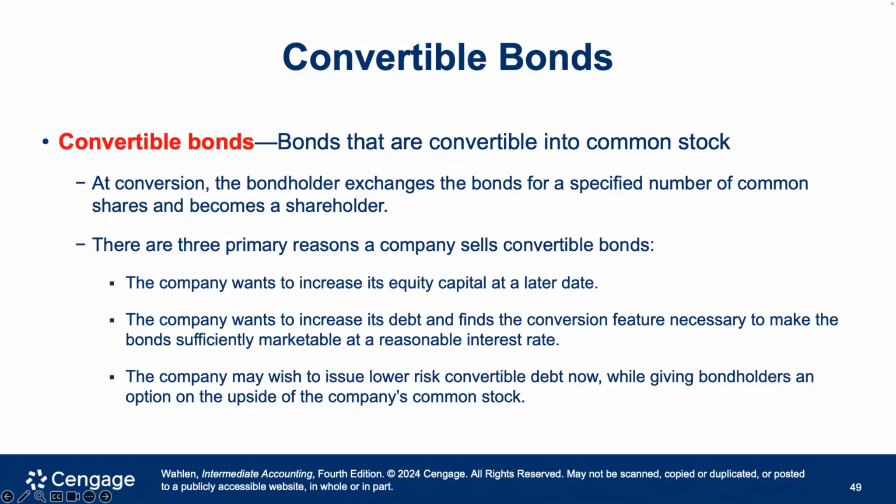There are three primary reasons we do convertible bonds. Company might want equity later, but not necessarily today. Convertible bonds allow debt now and possible equity later. Conversion features make bonds more attractive to investors because you become a shareholder later. And because they're more attractive, companies can usually issue them at lower interest rates. And then investors get downside protection and bondholders get upside potential if the stock price rises.